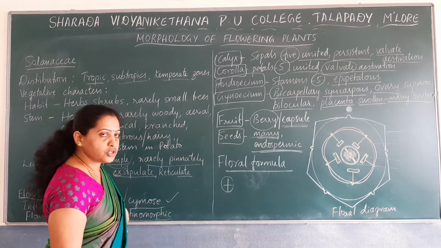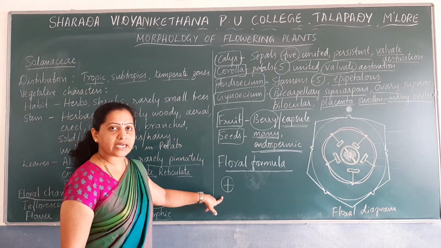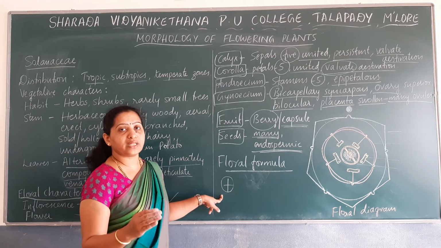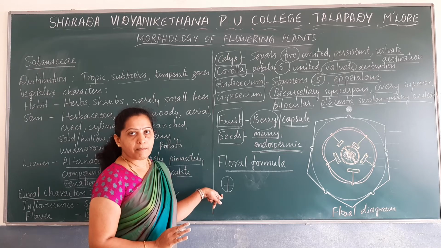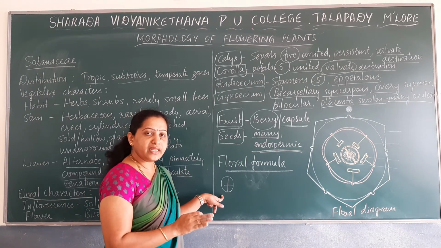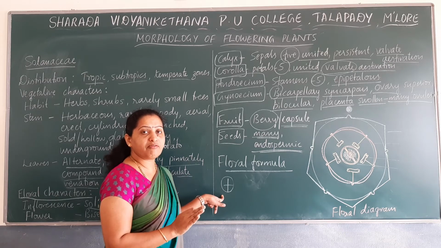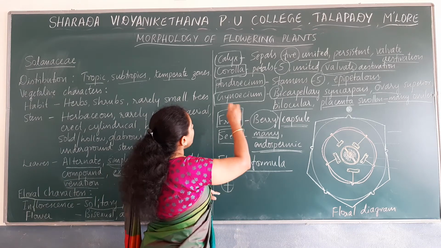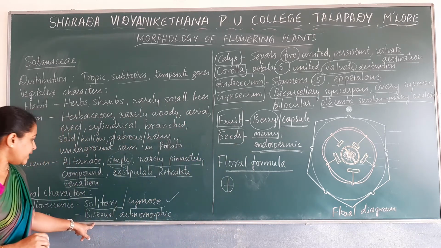Floral formula shows the flower is actinomorphic. So after noting down the symmetry, we have to note down whether the flower is unisexual or bisexual. If it is unisexual, whether it is staminate or pistillate. Staminate flower is the male flower, pistillate flower is the female flower. So here the flowers are bisexual.